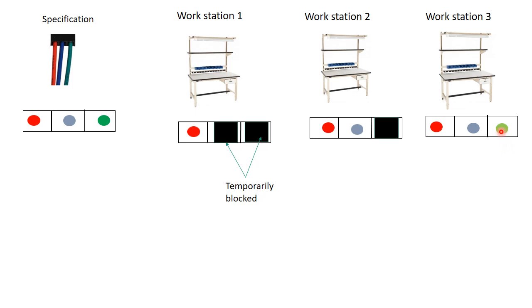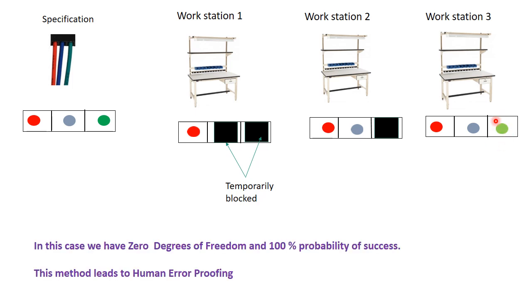Now here, how many degrees of freedom? He doesn't have any degrees of freedom, because he has to necessarily put it in this cavity only. So in this case we have 0 degrees of freedom and 100% probability of success. This is human error proofing, or as I said in the beginning, the Poka-yoke.